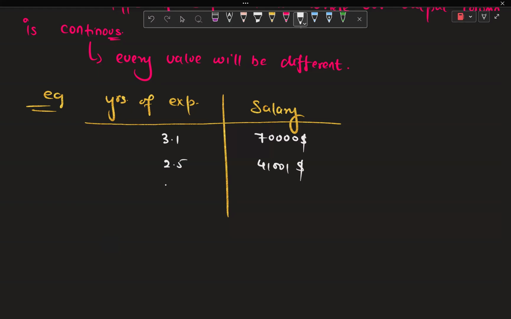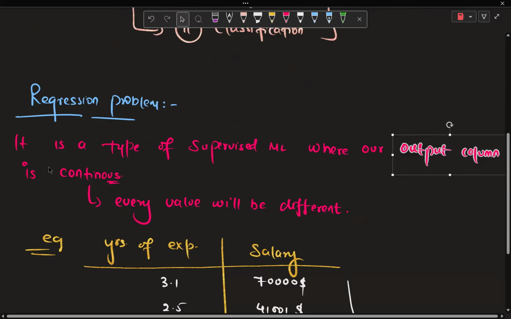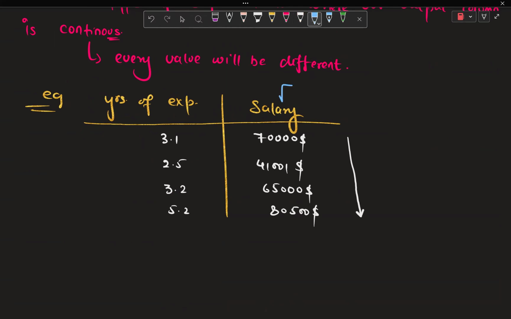So you will realize one thing, every value is different in itself, right? See the output, where output column is continuous. Don't look at the input, this is my output column here. And see, it keeps on changing. No two values are the same. That is called continuous data.